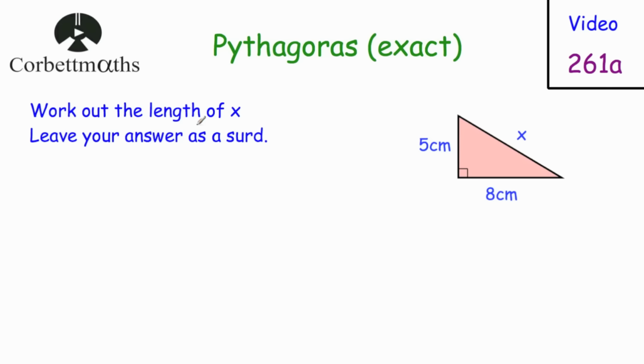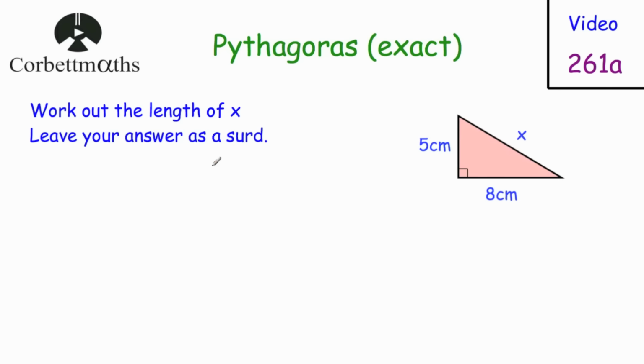So our question says, work out the length of x. Leave your answer as a surd, and a surd means something with a square root in it. So we've got a right angle triangle, and it's got two shorter sides of 5 centimeters and 8 centimeters, and we've been asked to find the length of x, the length of the hypotenuse of this triangle.